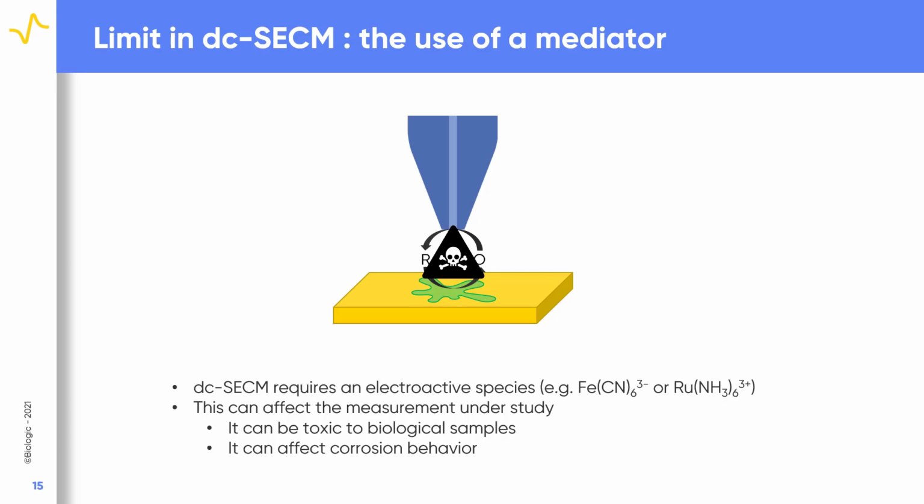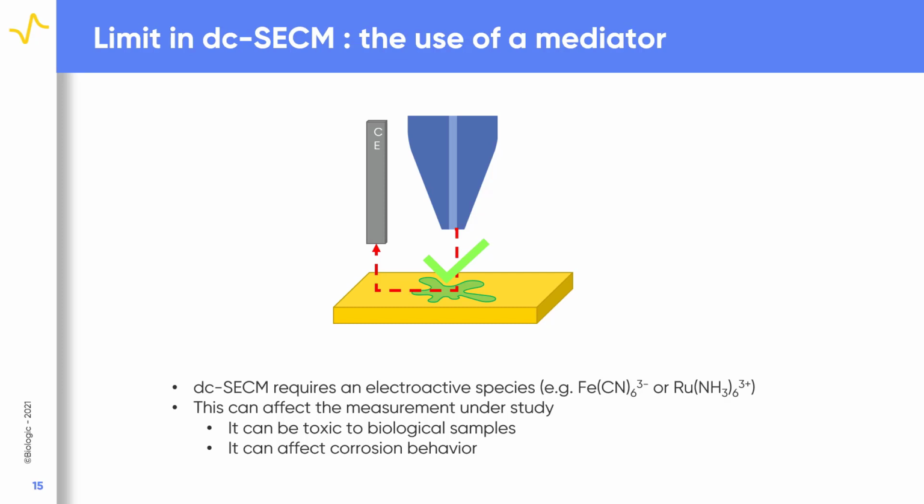What happens if you cannot use a redox mediator? This is the case when the mediator adversely affects the system under study, meaning it does not necessarily reflect the real-world situation. For example, when living samples are of interest, redox mediators can be toxic to these samples. On the other hand, when corrosion samples are measured, using a redox mediator can enhance or inhibit the corrosion. In these cases, can you still use SECM? The answer is yes. For these samples, ac-SECM, which can be performed without a redox mediator, can be used.